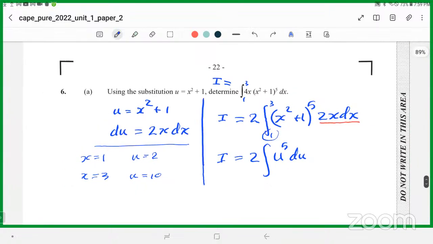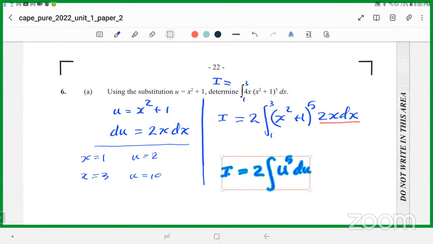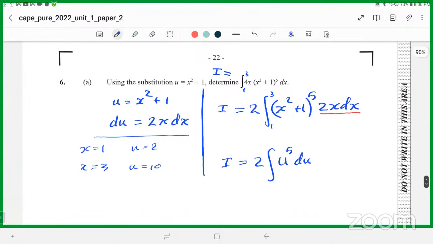So I have the same limits here right now, 1 and 3, because I'm still integrating with respect to x. When I substitute into the integral and change the limit, I change what I'm integrating with respect to. I'm now integrating with respect to u. So I need a corresponding u value for this down here, which is a 2, and a corresponding u value at the upper limit, which is a 10. And then I proceed normally with that.